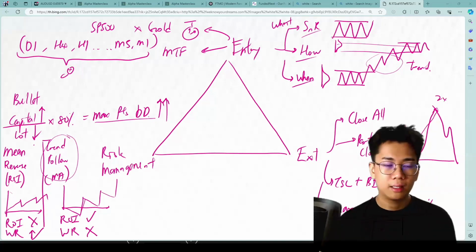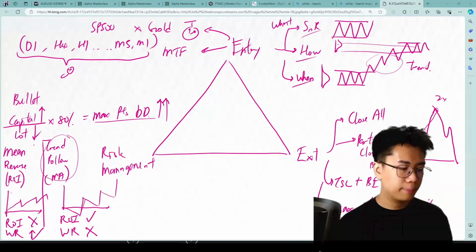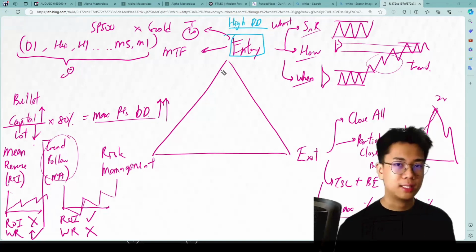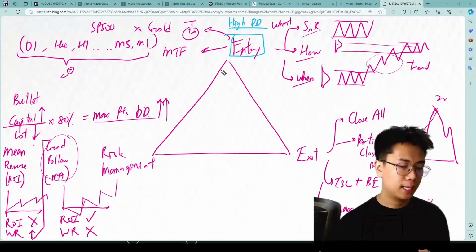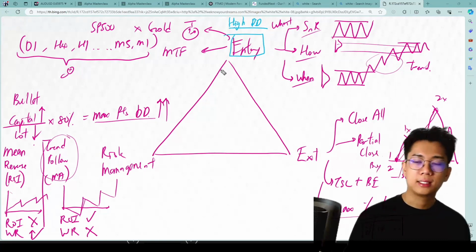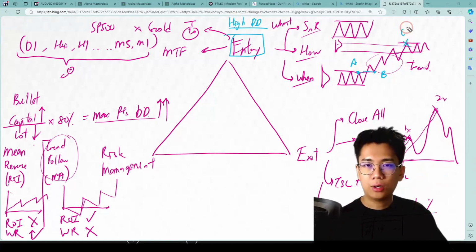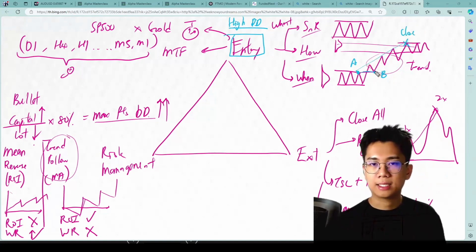Now, my question is, what problem are you facing right now? Are you facing a problem of high drawdown? If so, it's because of your entry. You did not do a proper entry. Let me give you a context. Trader A enters here, and trader B enters here. Both A and B close the trade at the same price. Both A and B make the same profit.